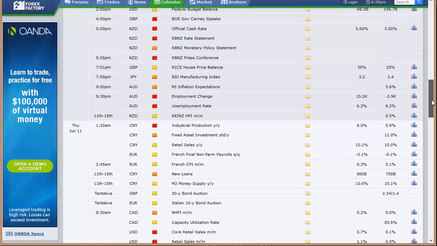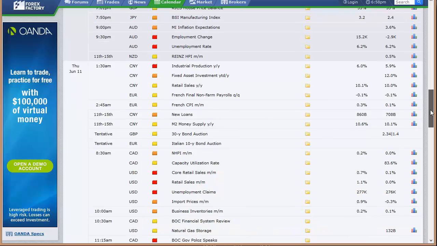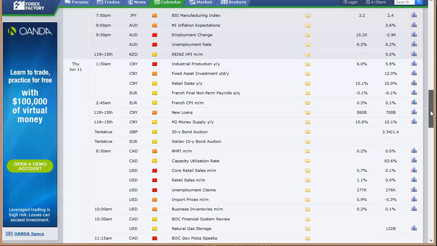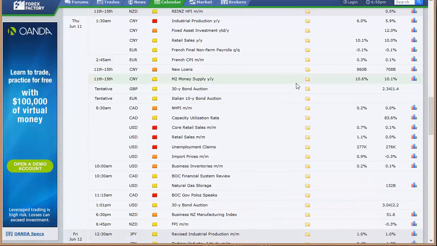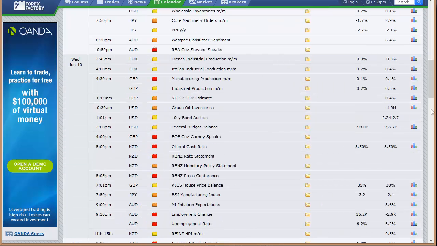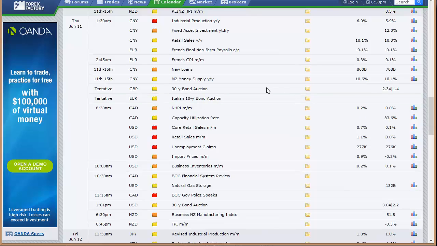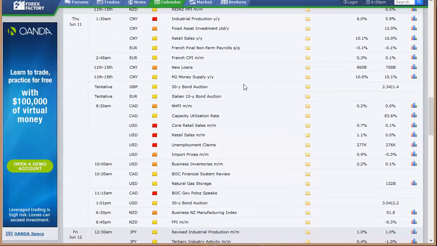House price balance index out of the UK. BSI manufacturing index out of Japan. MI inflation expectations and unemployment data out of Australia Wednesday night here in the U.S. Going into Thursday, China industrial production, fixed asset investment, retail sales. Europe, French final non-farm payrolls, and CPI. China's new loans and money supply, M2 number, 30-year bond auction out of the UK, 10-year bond auction out of Europe.